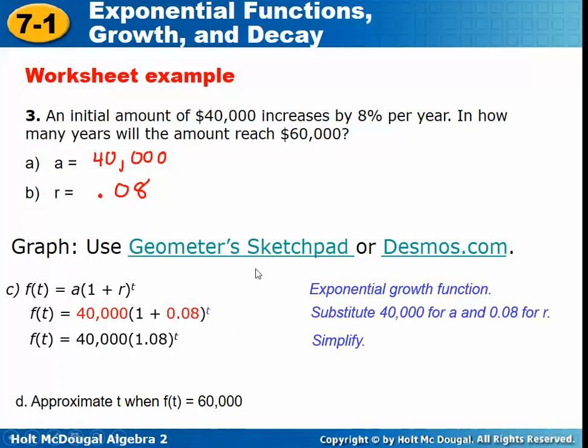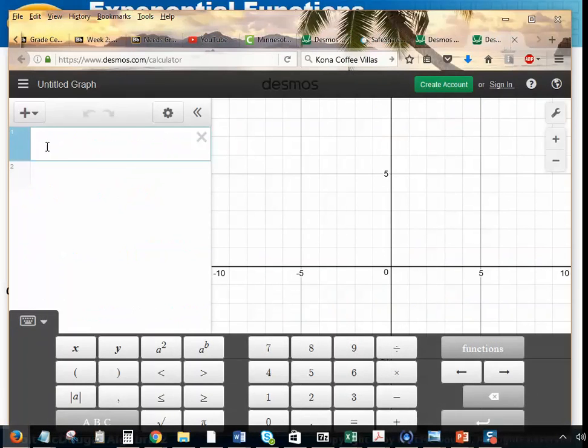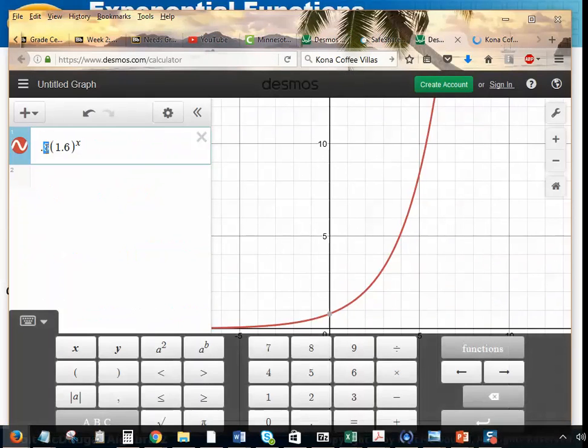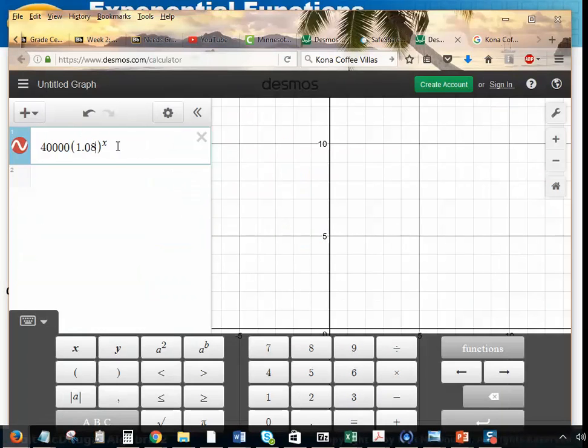You can use either one to graph, but I'm going to graph at Desmos. So this time my function is going to be 40,000, whoops, I don't need that decimal there, 40,000, one more 0, nope, too many zeros, times 1.08, and I'm going to use x for t because they don't really have a t variable sitting here. Put the comma in there just to make sure. Yep, that's 40,000. Okay, they don't like the comma in there, so I'll take it away, but I just wanted to make sure I had the right number of zeros.